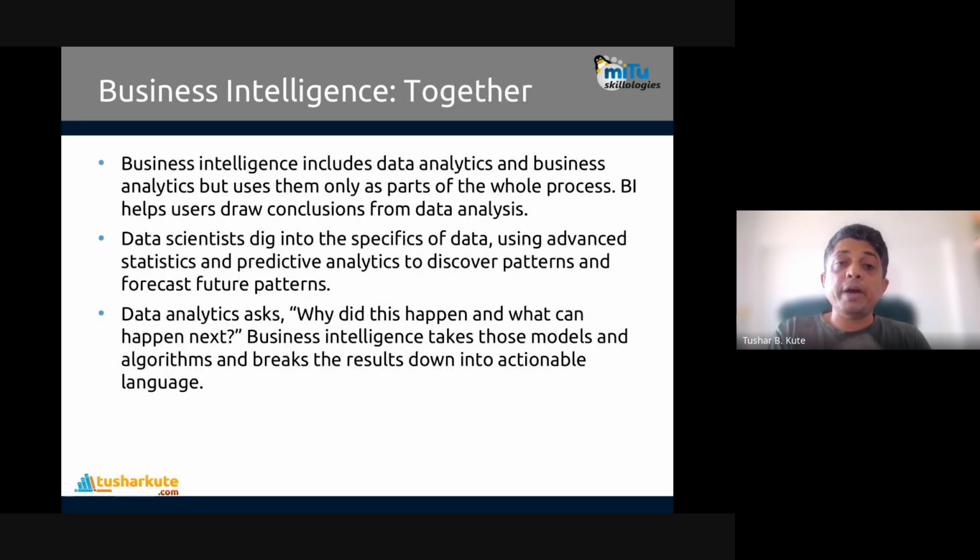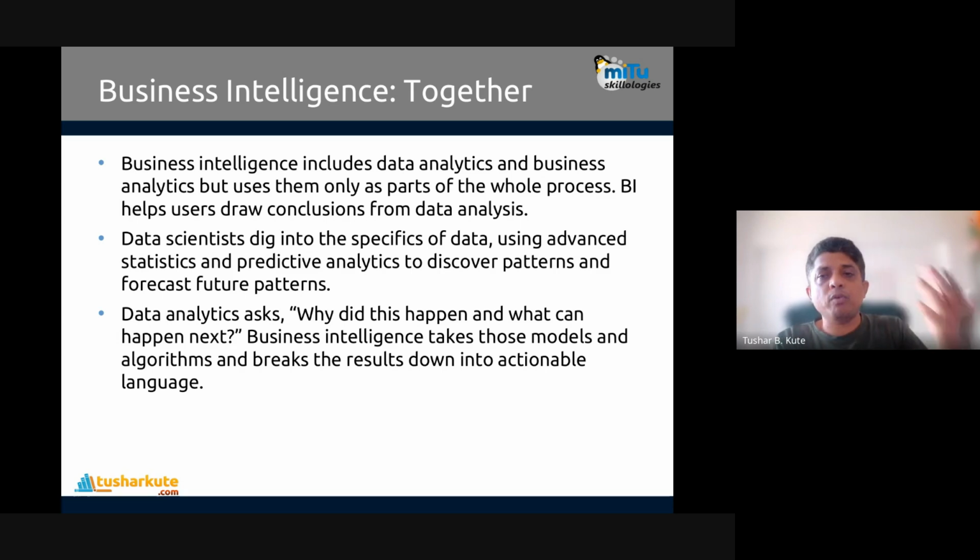Now, combining all these things together, these are the common methods used in business intelligence. Primarily, business intelligence includes data analytics. Data analytics is another name for it, but here the data you are using is always from a business point of view. So data analytics and business analytics can combine together as part of the whole process. BI helps users draw conclusions from the data analysis. Definitely, data analysis is compulsory in business intelligence processes.